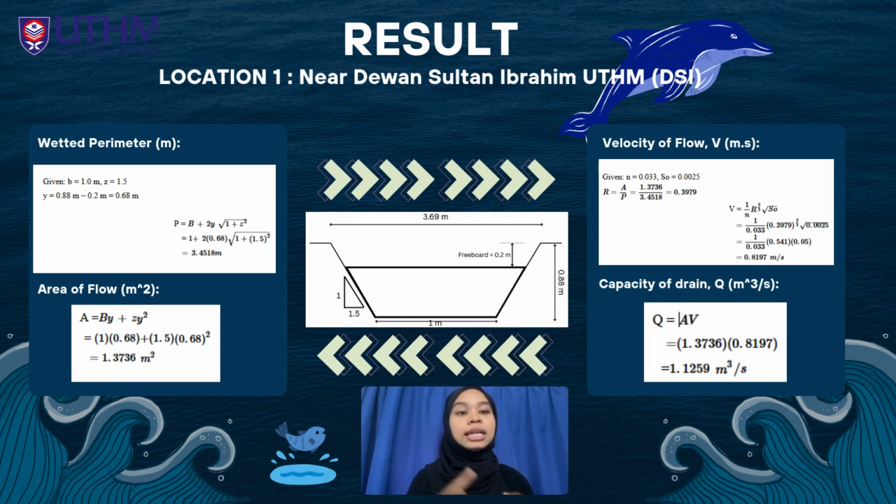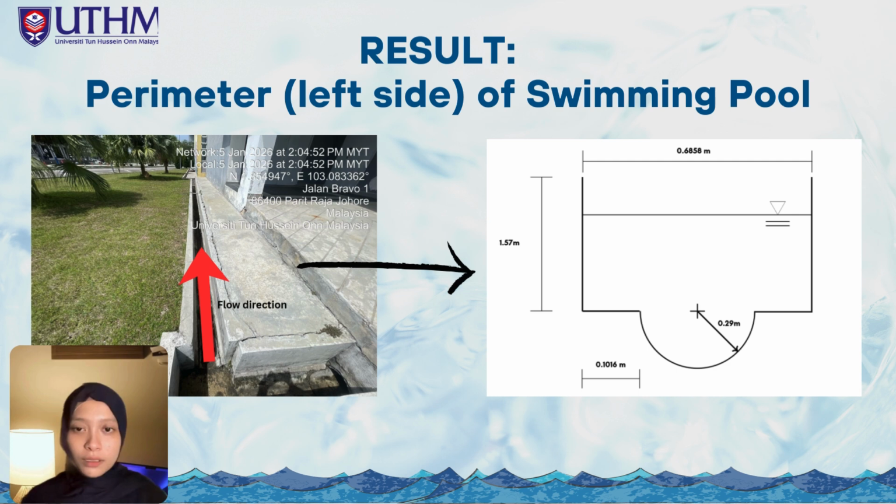After that, we calculate the velocity of flow using Manning's equation with a roughness coefficient of 0.023 and a slope of 0.0025. The velocity is about 0.82 meters per second. Finally, we calculate the capacity of the drain by multiplying the area and the velocity. The discharge is approximately 1.13 cubic meters per second. In conclusion, the drain at location 1 has sufficient capacity to carry surface runoff safely.